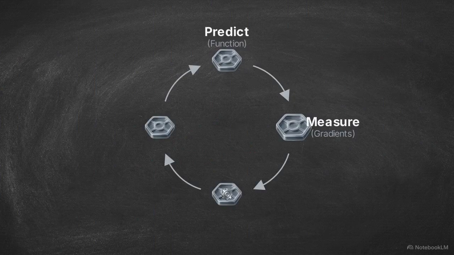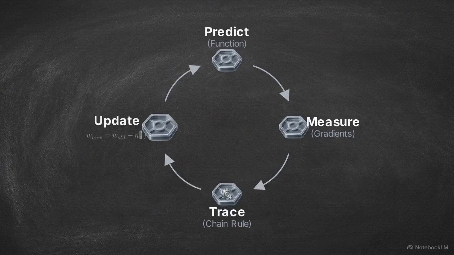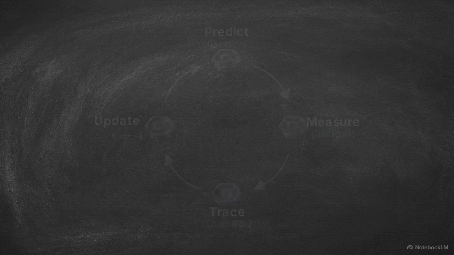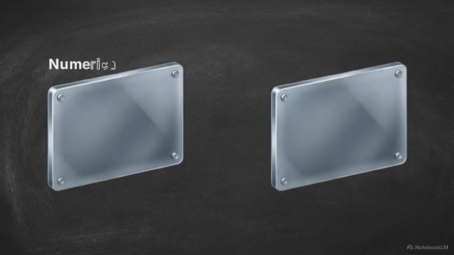We have now constructed the complete learning loop. The model makes a prediction through a function, measures the slope of its mistakes using gradients, traces those mistakes to their source using the chain rule, and subtracts that gradient to improve.